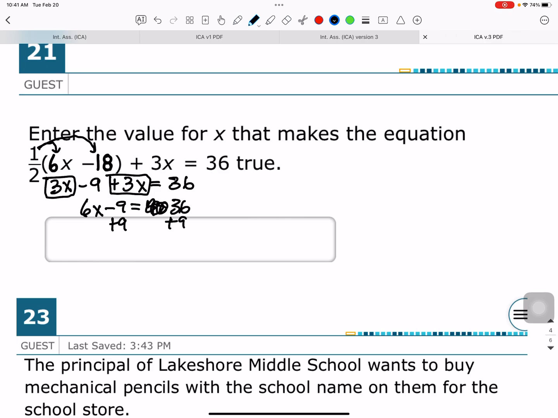Plus 9, 6x's equal 45. Divide by 6. X equals 9.